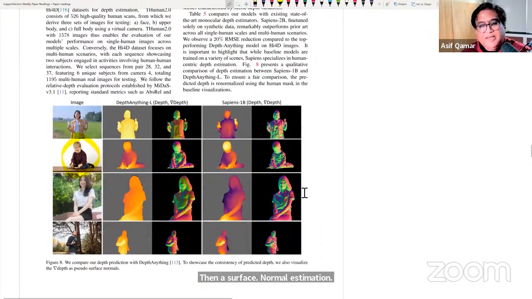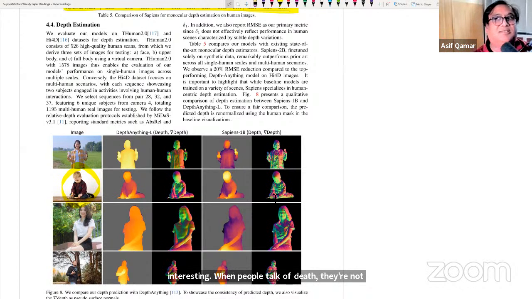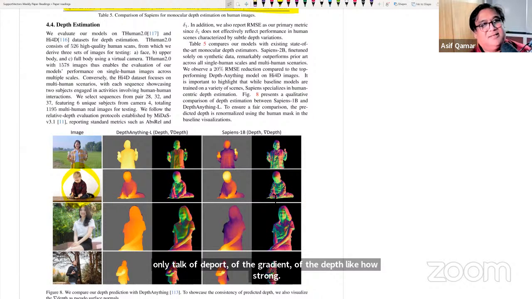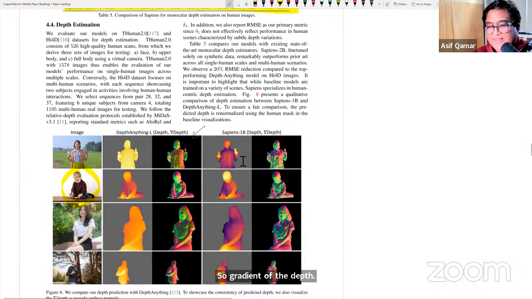By the way, observe something very interesting. When people talk of depth, they also talk of the gradient of the depth, like how steep is the change of depth. When you're doing ocean studies, of course, it matters, right? How steeply is the depth changing? If you look at this picture, it's quite amazing. You can literally see areas where depth changes rapidly. So, gradient of the depth.